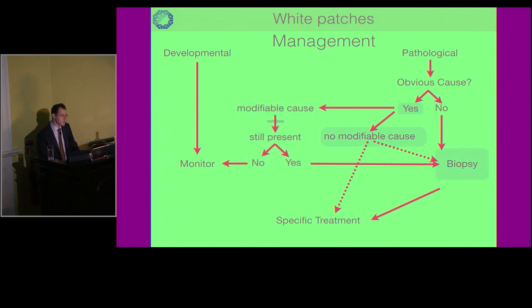Sometimes there's an obvious cause, but it's not modifiable. So someone's taking a drug that would be responsible for this, but if they stop taking the drug, they're going to get sick. Well, we can't do much about that. You might go straight to a treatment at that stage, or you might consider a biopsy. And if there's no obvious cause, or the cause has been ruled out, a white patch always needs to be biopsied because it carries a risk of dysplasia and malignancy. And from there you can go to specific treatment.